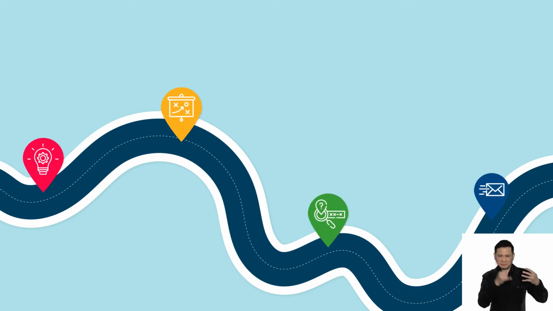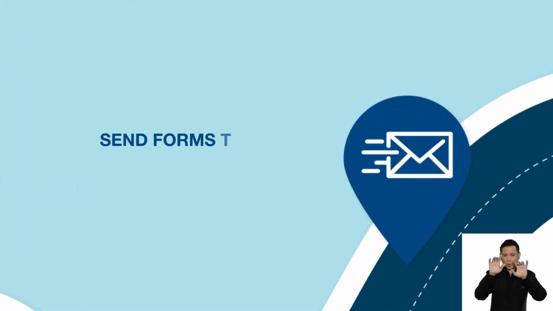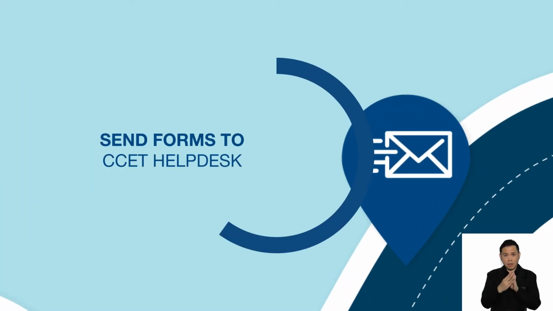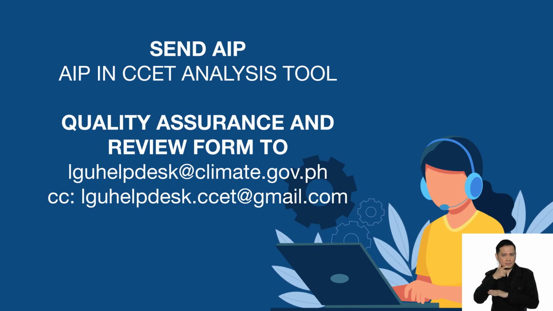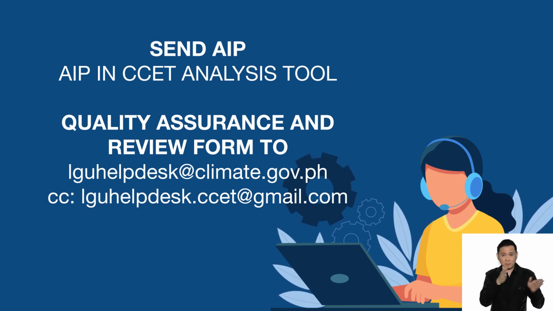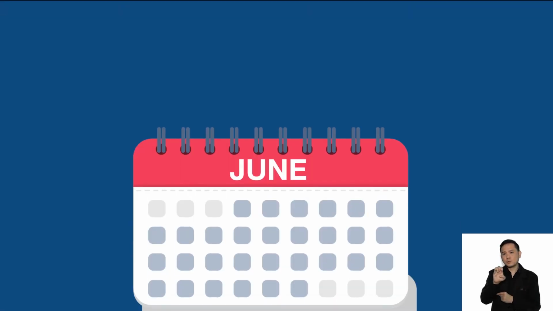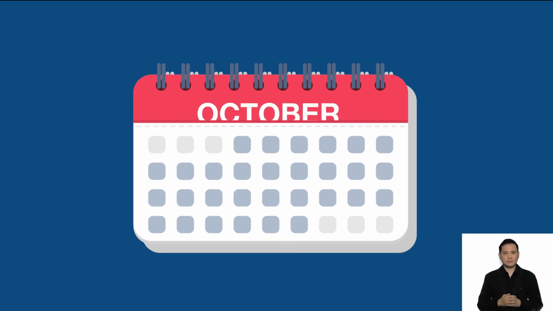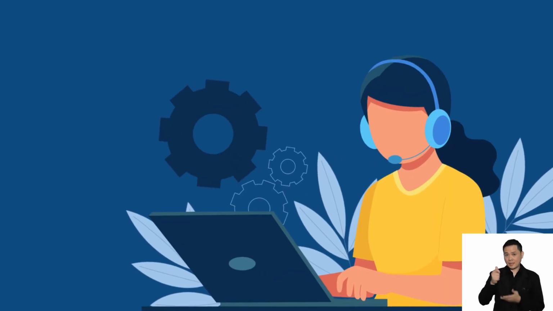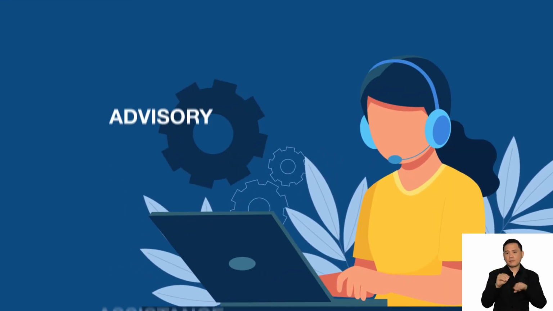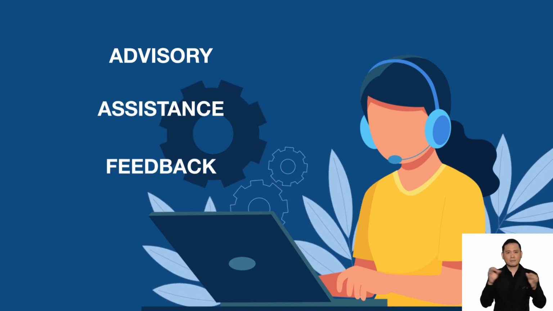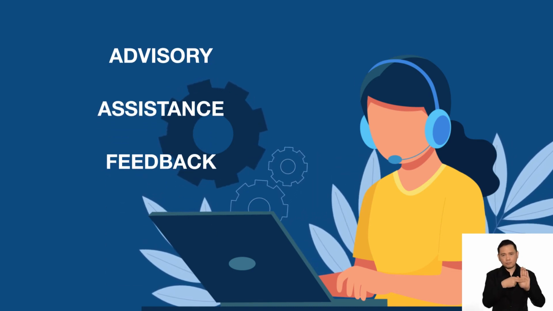For the last stage, transmit a soft copy of the spreadsheet format of all of these to the Climate Change Commission through the CCET Help Desk. It is good to note that all this budget preparation takes place from June to October. The CCET Help Desk will provide the necessary advisory, assistance, and feedback for the enhancement of the tagging output.